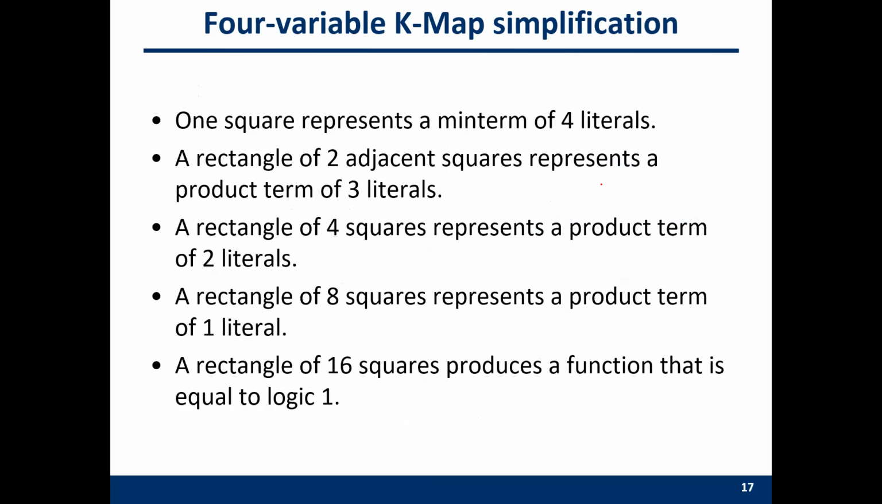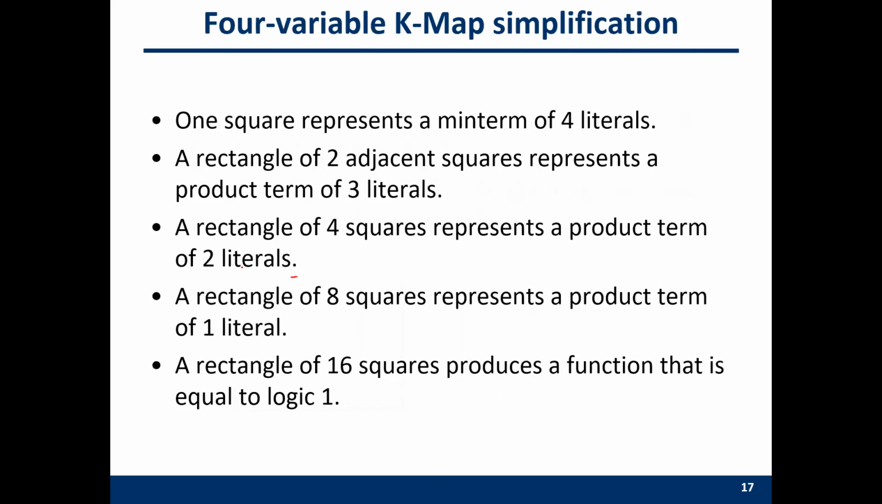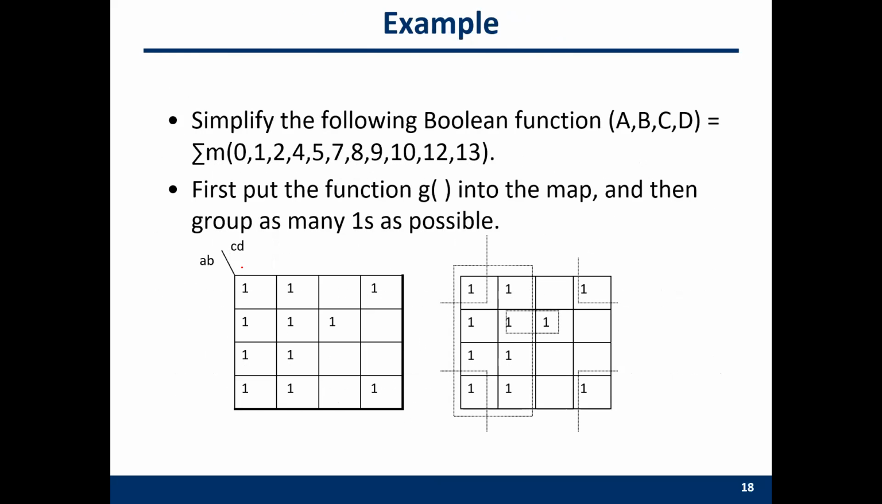So the 4 variable case is just larger. You have a larger table, but you need to follow the same rules to do the grouping. For example, if you do the grouping on this K-map, you can draw the K-map like this. So these 2 columns are the easiest one.